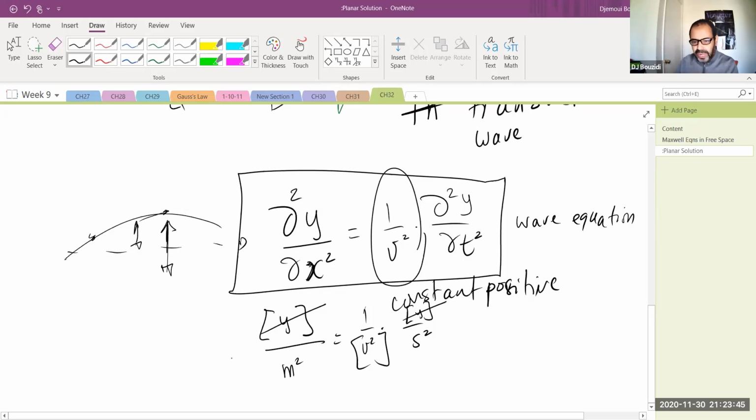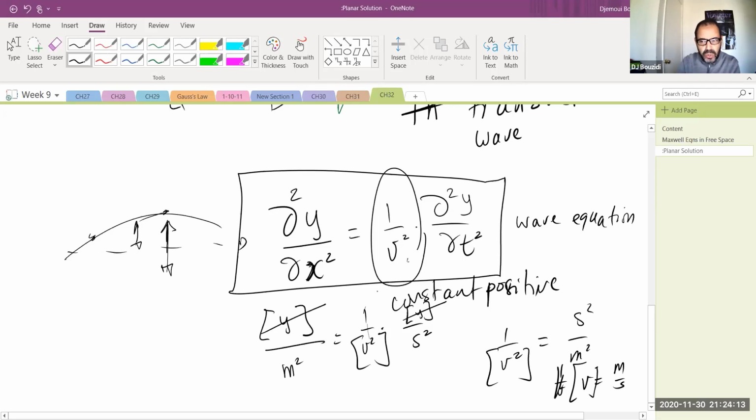No matter what the y is, they will cancel. And you will end up with, basically, if you invert this, in other words, you will have the units of 1 over v squared are the same as the units of second squared over meter squared. When you invert this expression, the units for v actually will be meter per second. So in other words, this is the velocity in terms of dimensional units. So this is the velocity, okay?